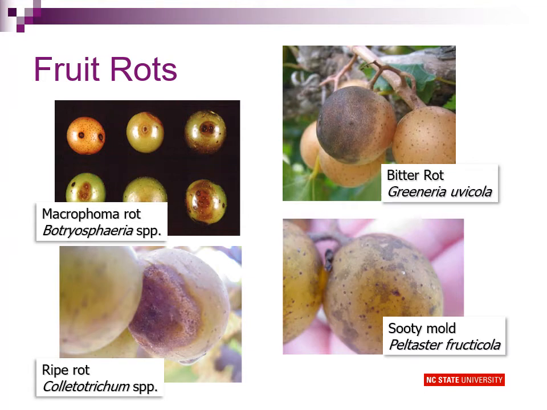The fruit rots that we see most commonly are pictured here: macrophoma rot, bitter rot, ripe rot, and one that is a superficial disease that's very visible on bronze grapes, which is sooty mold. But these are the pathogens that we're applying fungicides to try and control.